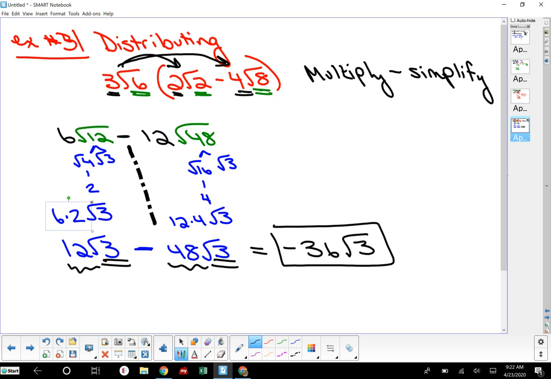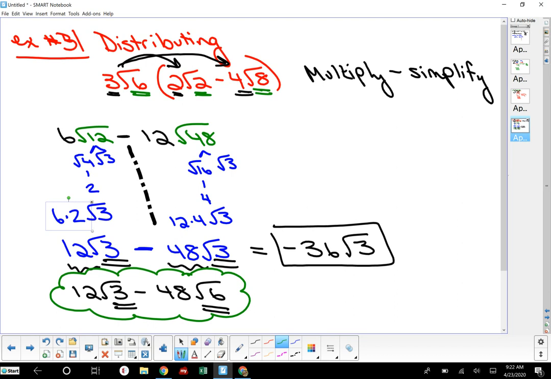Okay? Now, sometimes if these radicands weren't the same, let's say you had 12 radical 3 minus 48 radical 6. If these radicands are not the same, this would be your answer right here. You would have multiple terms in your answer. And that's going to happen a lot with these. Don't think you're wrong just because they look strange. However, this one did have like radicands. So our answer was this negative 36 radical 3.